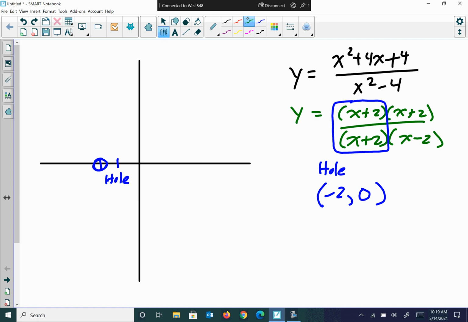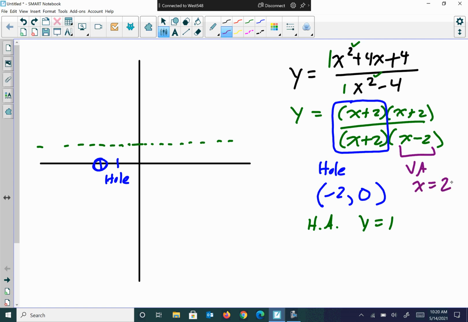Originally my degree on top and my degree on bottom are the exact same, so I take the lead coefficients, and this gives me my horizontal asymptote. And our horizontal asymptote will be at y equals 1. And then I have a vertical asymptote in here as well. The vertical asymptote is related to that, which is at x equals 2, just setting that equal to 0.